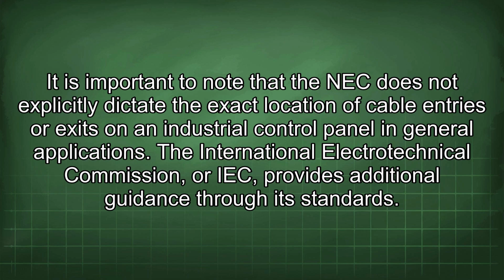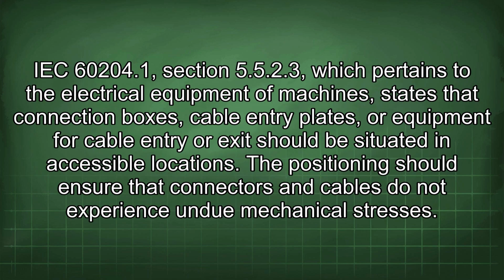The International Electrotechnical Commission, or IEC, provides additional guidance through its standards. IEC 60204-1, Section 5.5.2.3, which pertains to the electrical equipment of machines, states that connection boxes, cable entry plates, or equipment for cable entry or exit should be situated in accessible locations. The positioning should ensure that connectors and cables do not experience undue mechanical stresses.